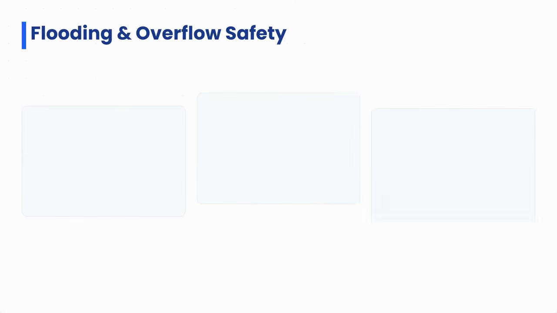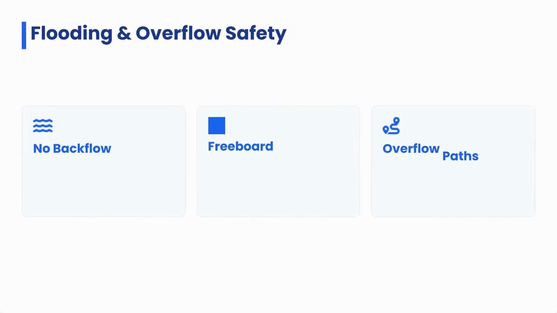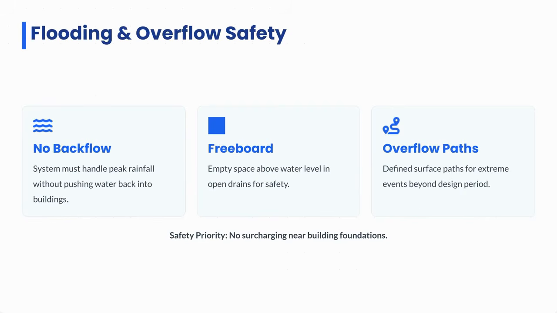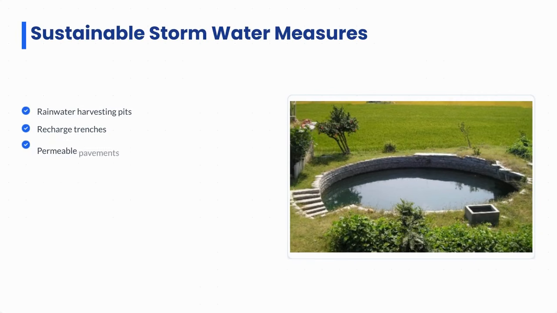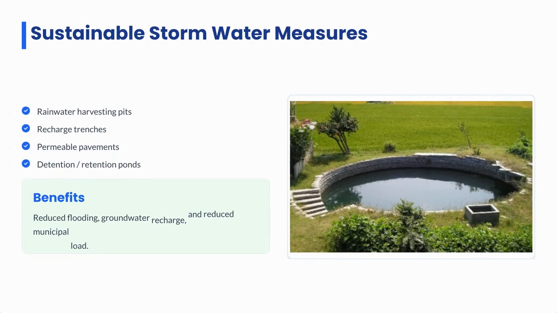Flooding and overflow safety is a priority. We must ensure no surcharging near building foundations, prevent backflow, include freeboard and open drains, and define overflow paths for extreme events. Sustainable stormwater measures include rainwater harvesting pits, recharge trenches, permeable pavements, and detention or retention ponds. These measures reduce flooding and recharge groundwater.